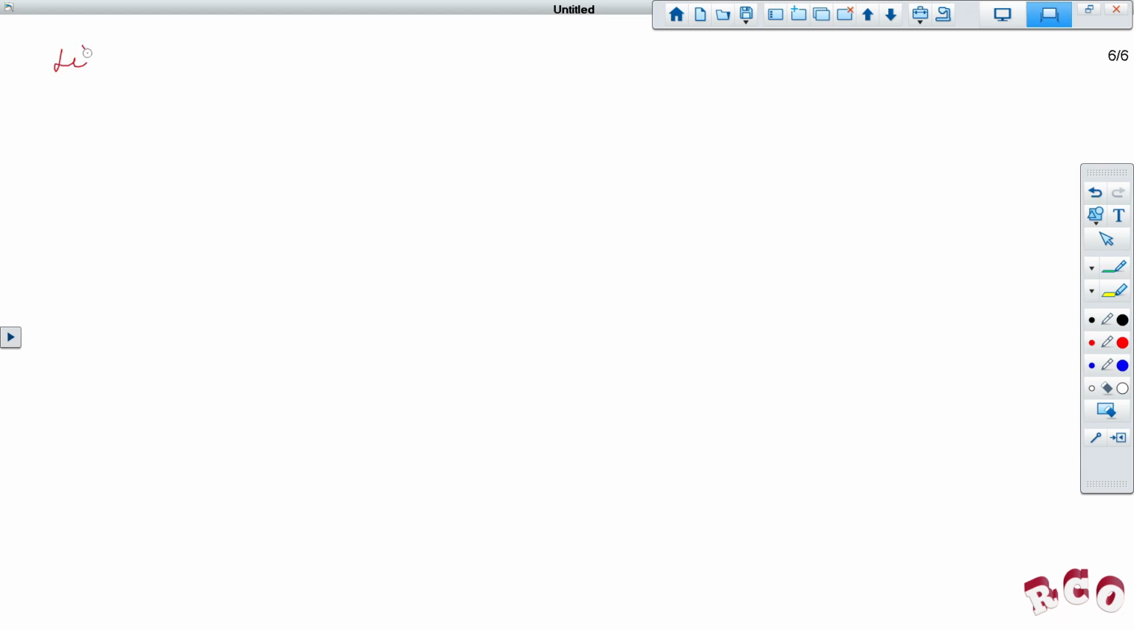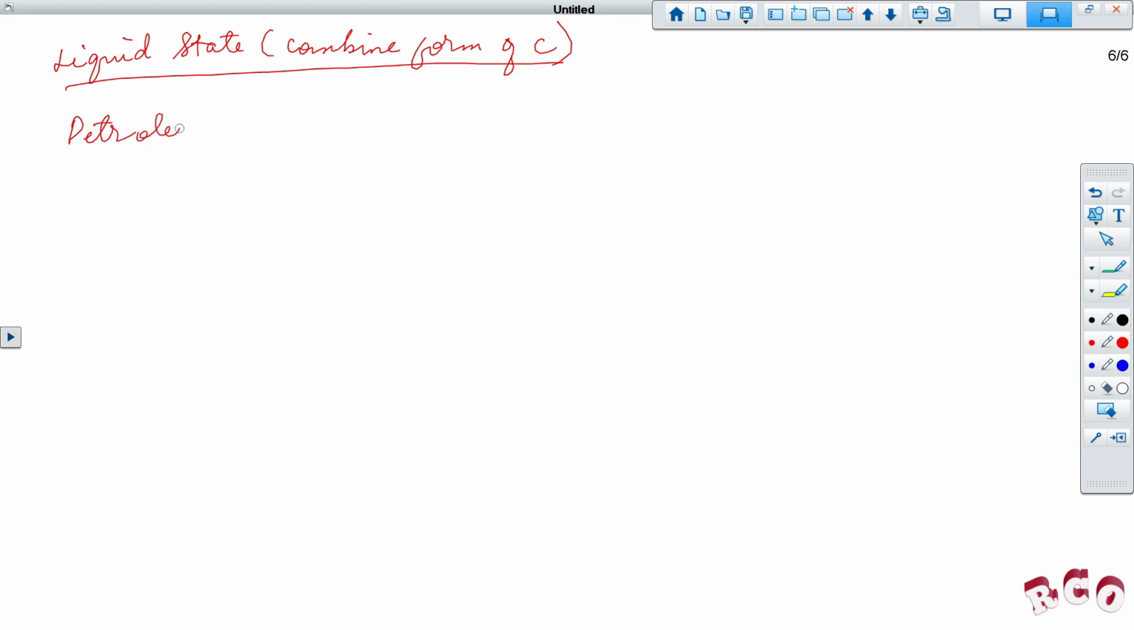So now let us go to the liquid state, the combined form of carbon. In what form is it present? You will know. What is it? Petroleum. So in that, carbon is present. In petroleum, what does it include? Petrol, diesel, kerosene. What more? Furnace oil that I have said, and grease also, somewhat semi-liquid.